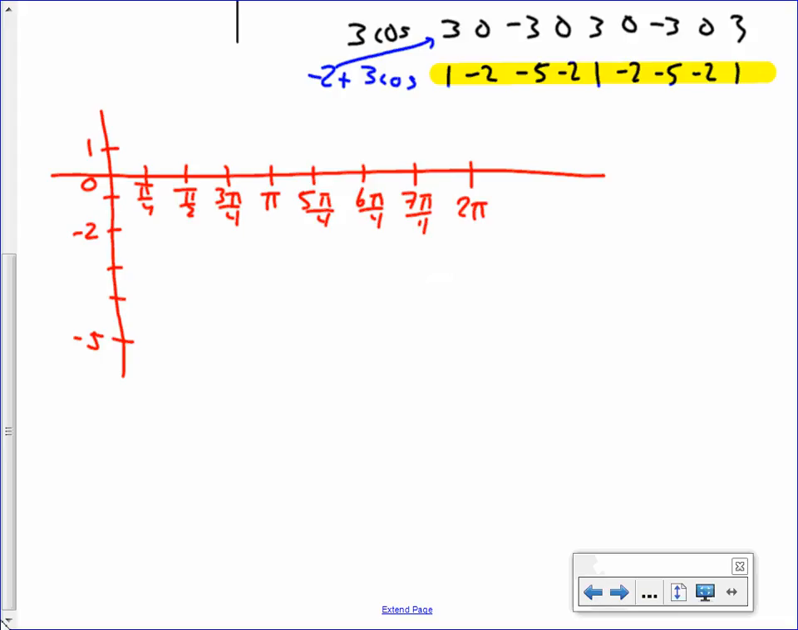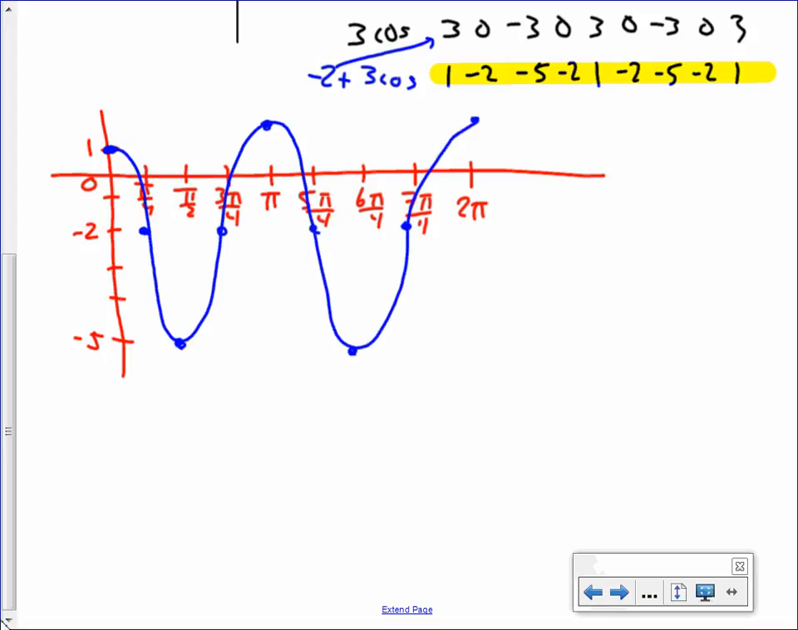Okay, let's graph it. Ready, Anthony? 1, -2, -5. Back to -2, and 1. -2, -5. Back to -2, and then 1. So, that's 2 periods, right? Because from here to here is 1 period. So we just doubled it.